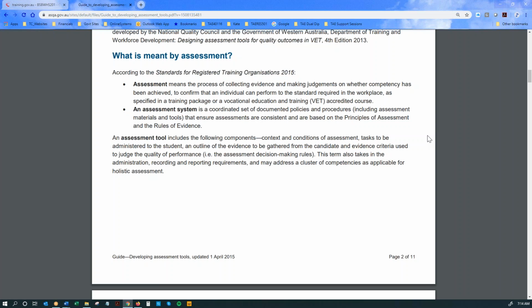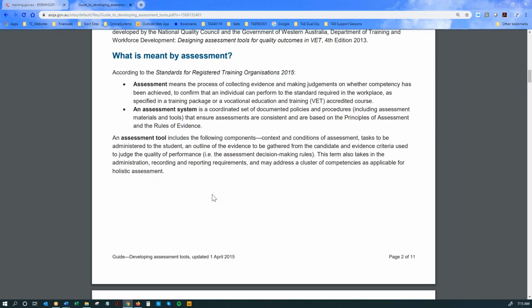The assessment system is really the whole process. It's a coordinated set of documents, and you will often have policies and procedures that sit behind some of the tools that we're going to be looking at today. It's really important that every RTO has these standards, not just for their compliance team, but for their trainer assessor team, that set the ground rules about making sure that the assessment process within any training organisation is completed compliantly. And it's most important that they cover off on the principles of assessment and rules of evidence, because they are the standards written into the RTO standards for 2015.